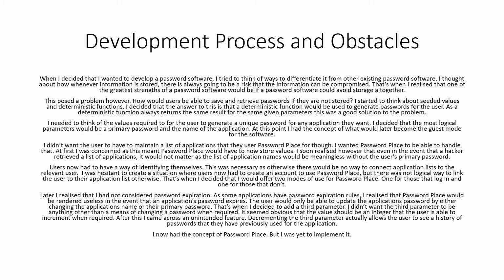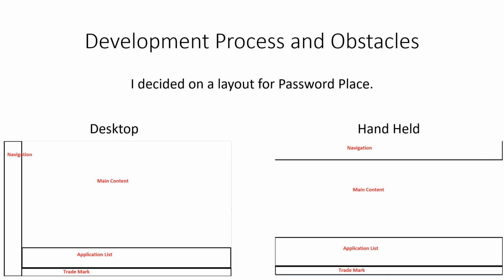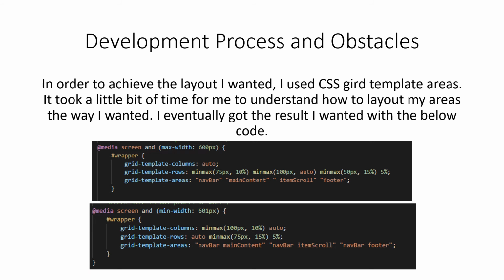By mistake, I found that if the user decrements this value, they are able to see a history of previously used passwords. I now had the concept for Password Place, but I was yet to implement it. I decided on a layout for Password Place handling both desktop and handheld applications. In order to achieve the layout I wanted, I used CSS grid template areas. It took a little bit of time for me to understand how to implement the layout the way I wanted. I eventually got the result I wanted with the below code.